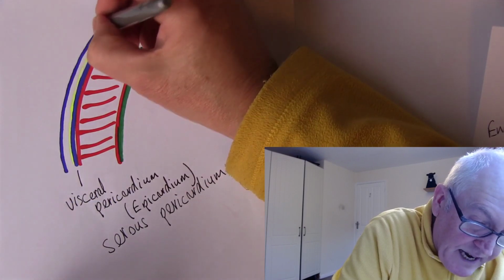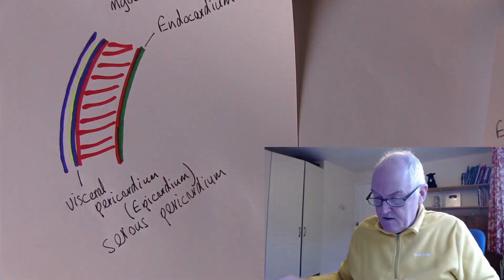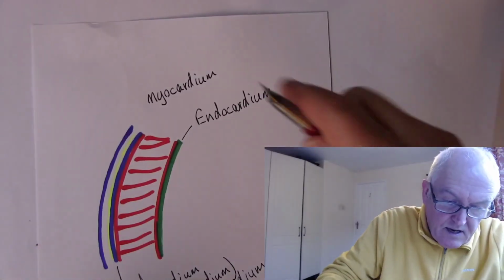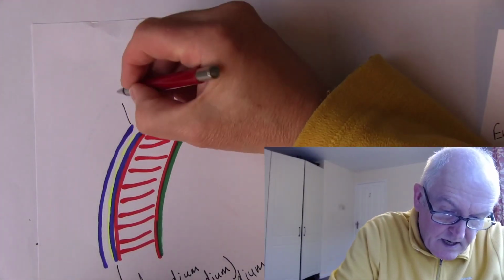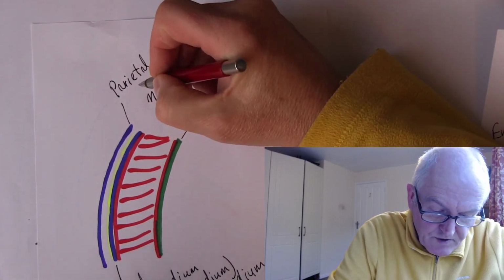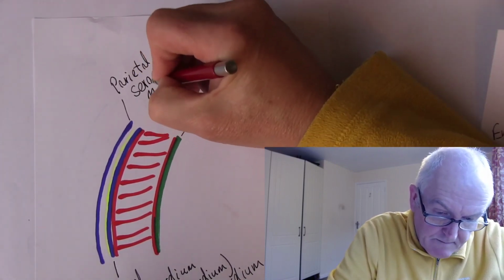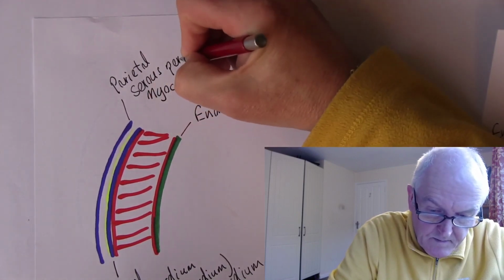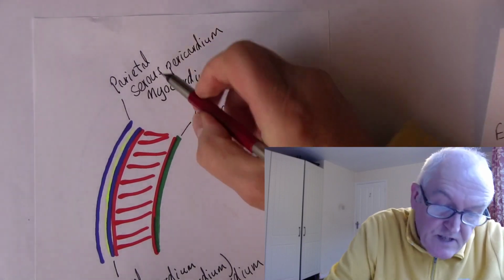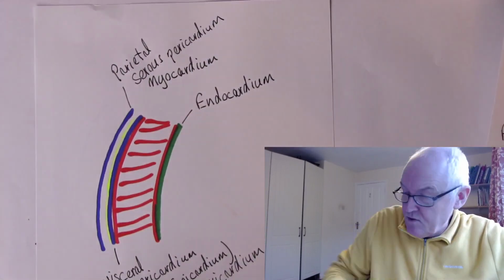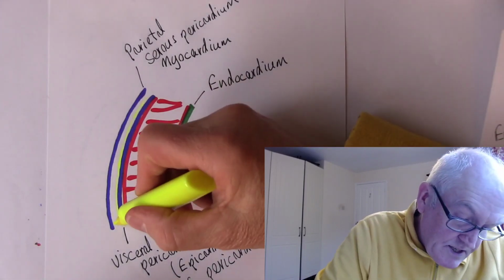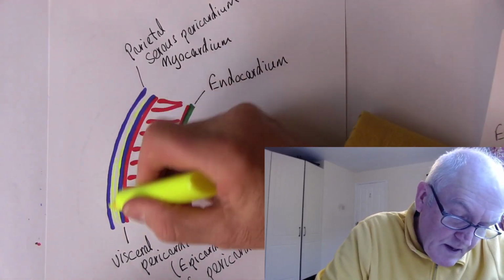So we have that bit on the outside, and if it's on the outside, it's going to be the parietal pericardium. So that there is the parietal. It's also the serous pericardium. It's serous because, again, it's in contact with this serous fluid. So we can just make that layer a bit thicker just to illustrate it. The serous layer between the two.